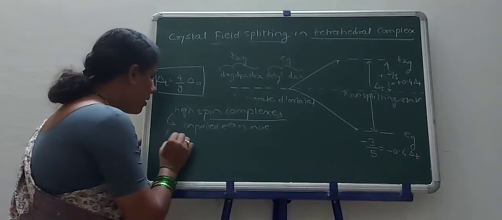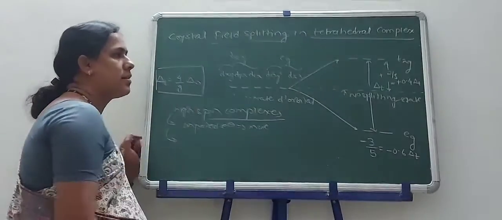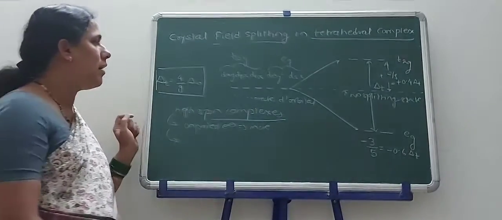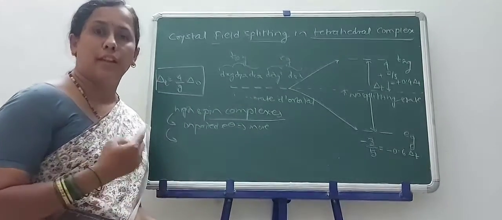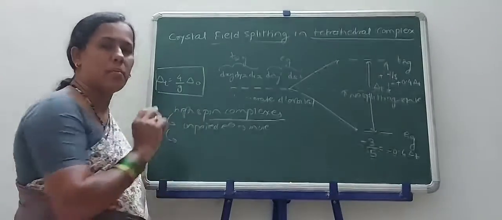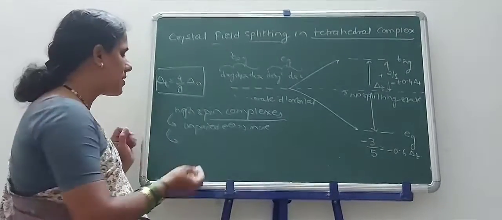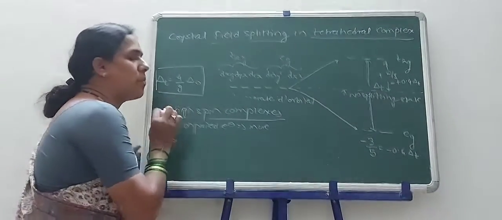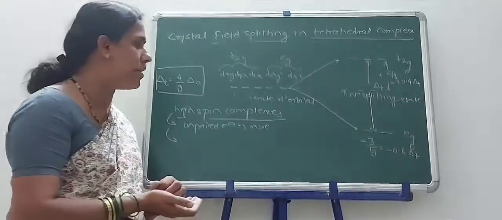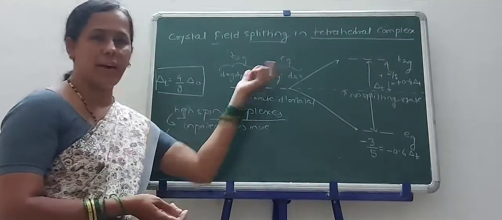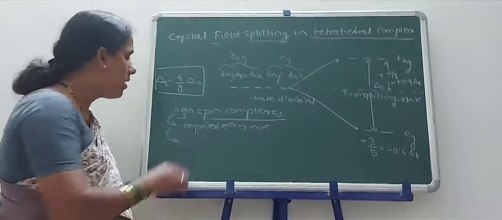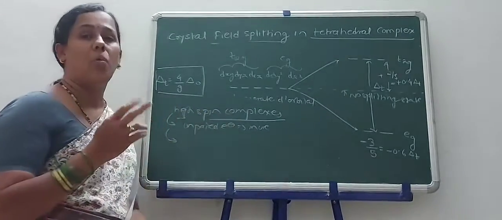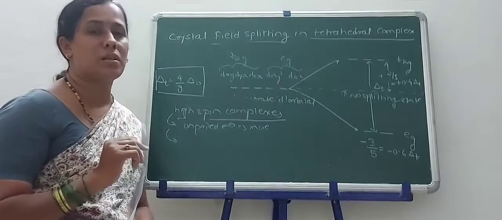Also, as the energy gap is low and the ligands approach the central metal ion between the axes, a low spin complex is not possible in tetrahedral complexes. Now one by one we will see high spin complexes: how many electrons, and what is the total resultant spin.